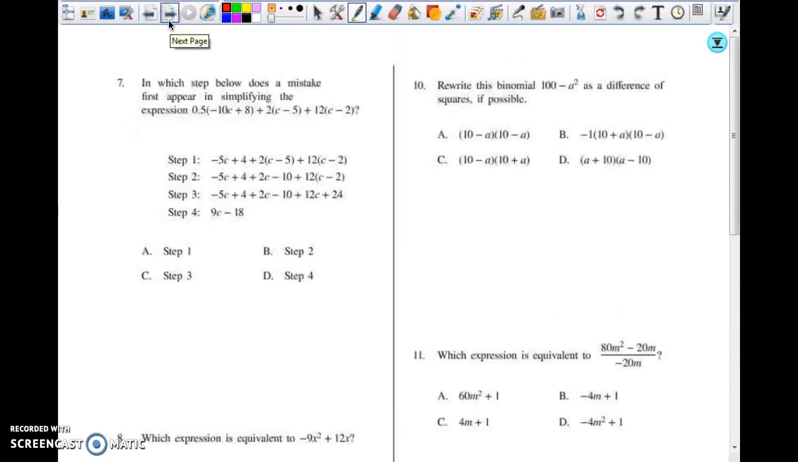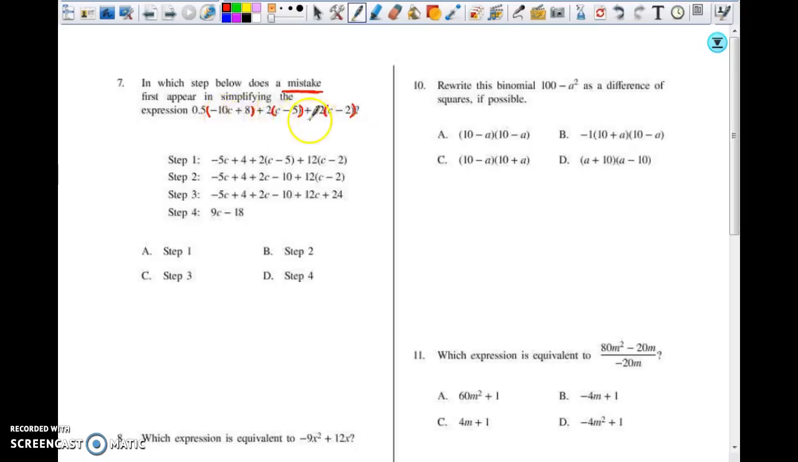Alright, so number 7 is one of the only ones where you do kind of know what you're doing by hand. In which step below does a mistake first appear in simplifying the expression? So remember, if we're doing this by hand, I see a bunch of pluses and minuses, right? So your mind should be thinking, how do I do this by hand? First thing is we always like to get rid of what? Parentheses, right? So that's the first thing.